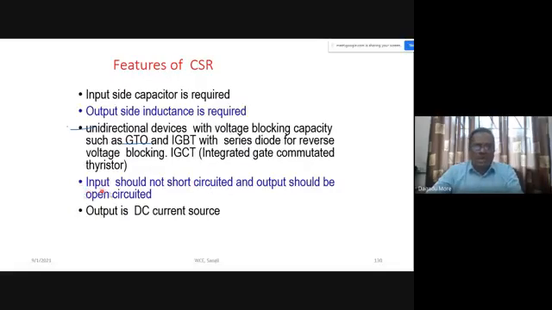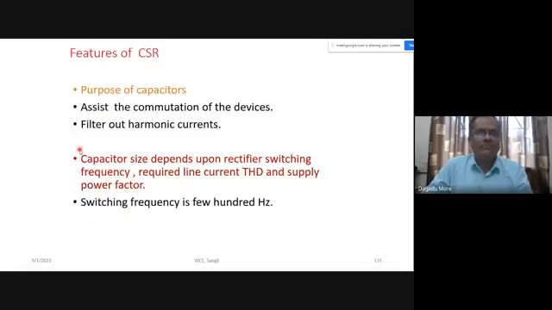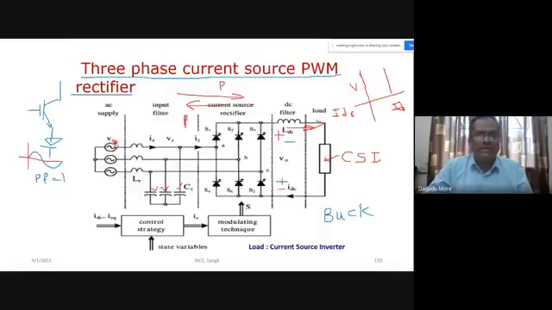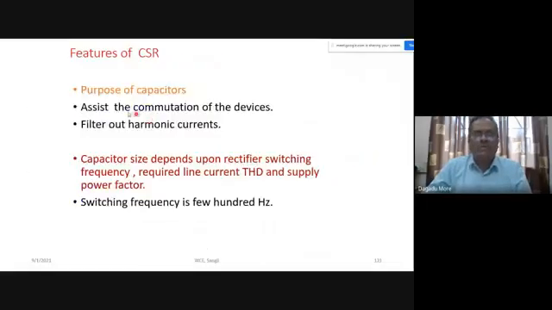So input should not be short circuited and output should not be open circuited. And our output is a DC current source. Now, why are we using the capacitors? We have seen that at the input side we are using these capacitors. Why do we have to use them? They will assist the commutation of the devices and filter out harmonics. They have two purposes: commutation and filtering harmonics. Devices are self-commutated, but assistance is also provided.